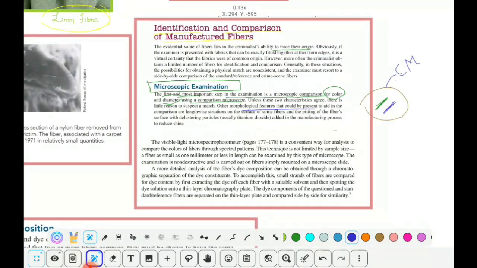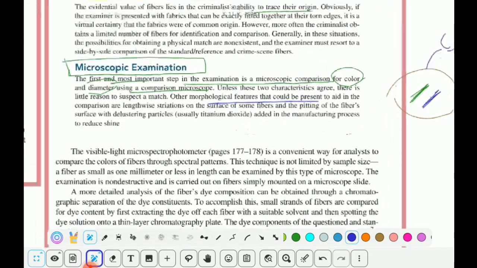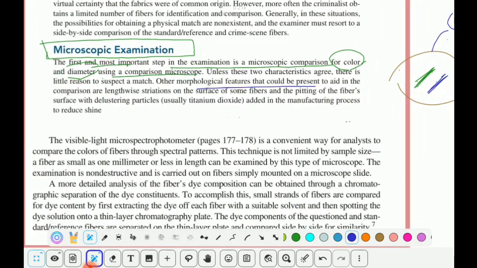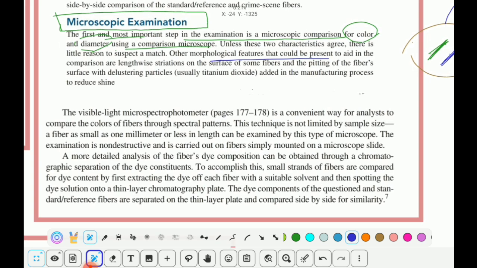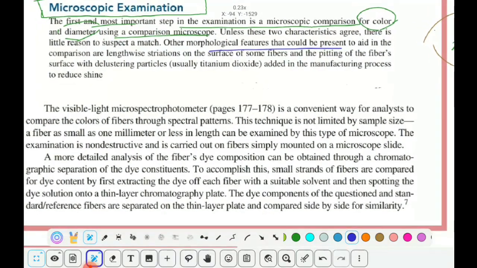This image, this particular segment, is obtained from the book of Richard Saferstein, sirs. So you can go and check out this topic in the book itself. Then, what was I telling you?